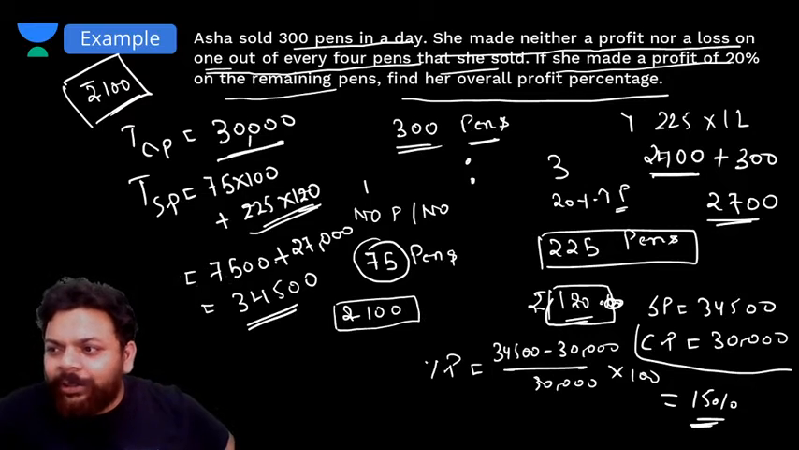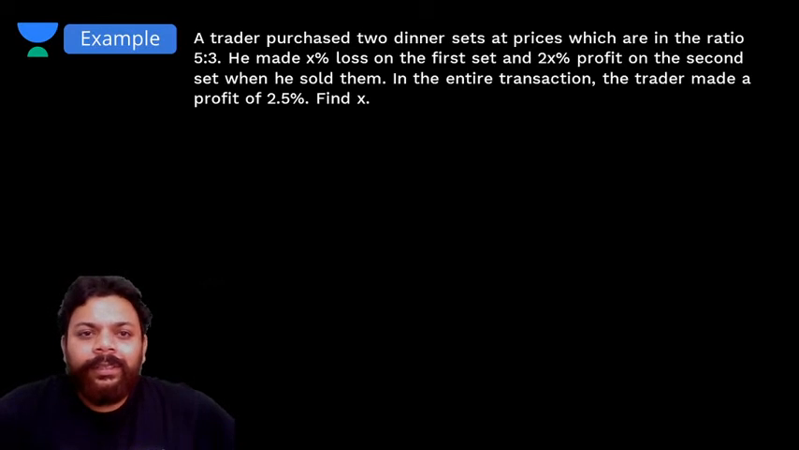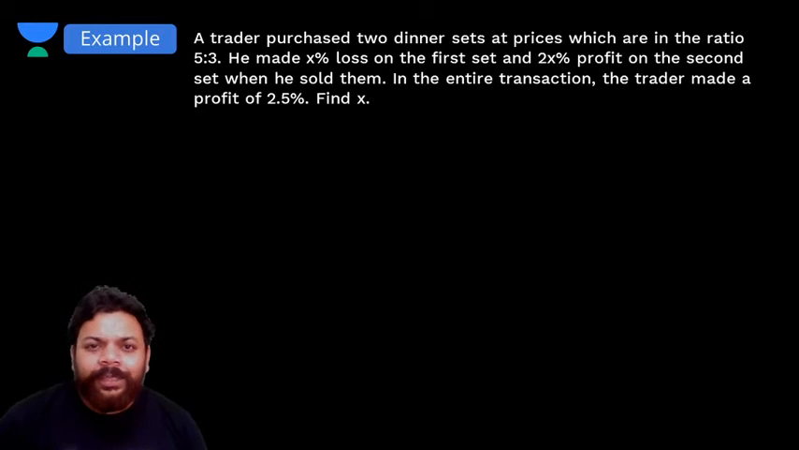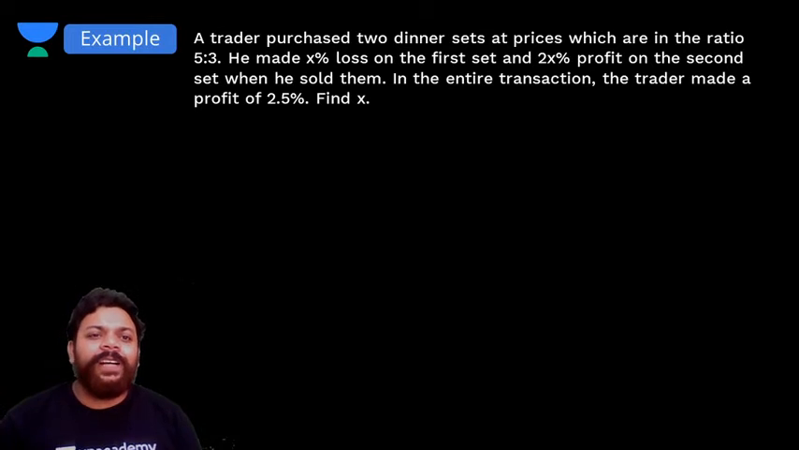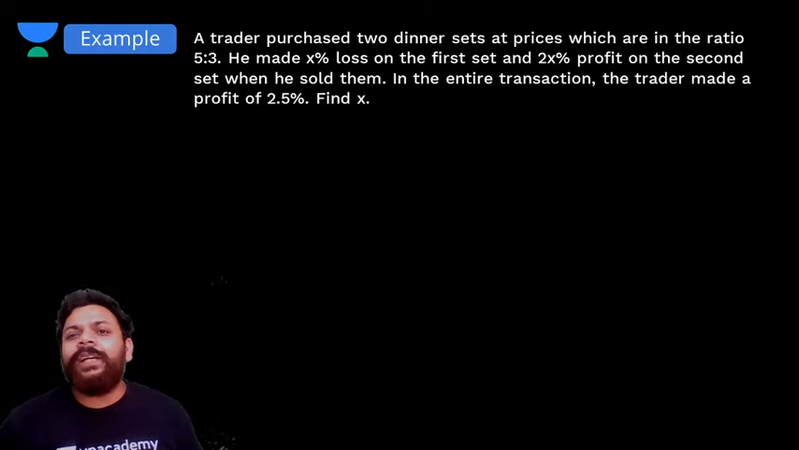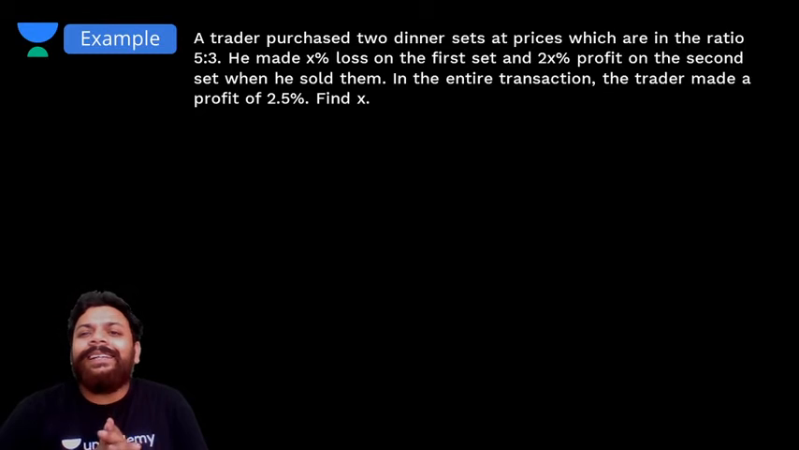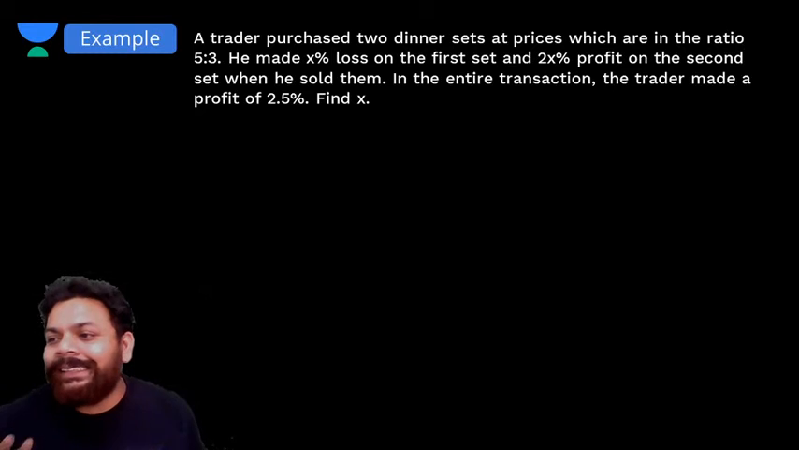So let's jump to the next question now. Now I have increased the level a bit more. See how many people get the answer right. A trader purchased two dinner sets at prices which are in the ratio of 5:3. He made X% loss on the first set and 2X% profit on the second set when he sold them. In the entire transaction, the trader made a profit of 2.5%. You need to find X.